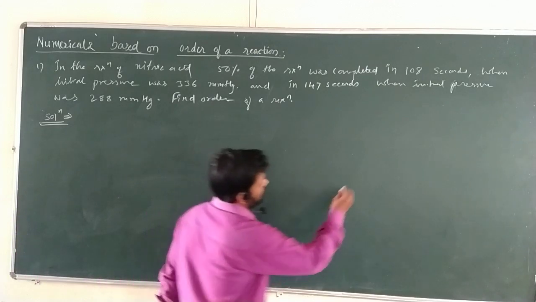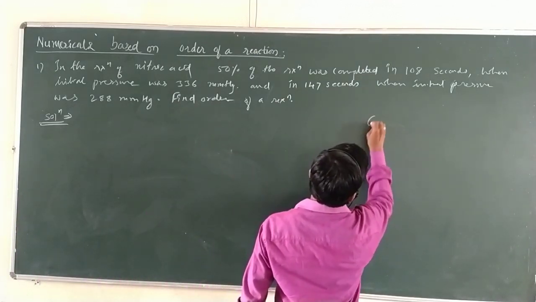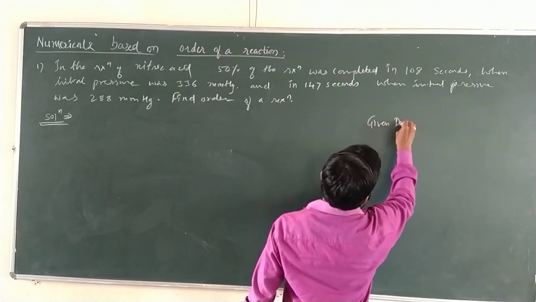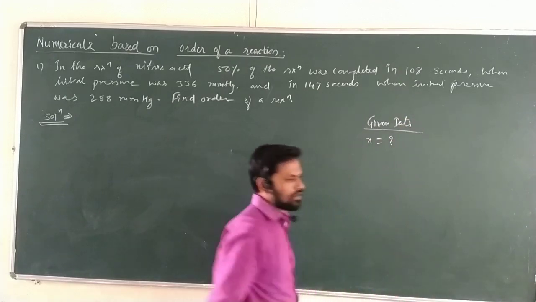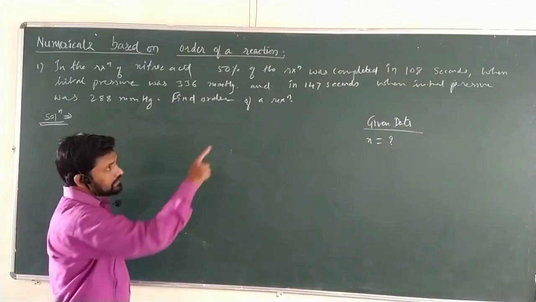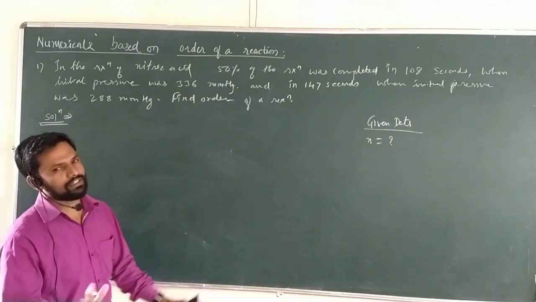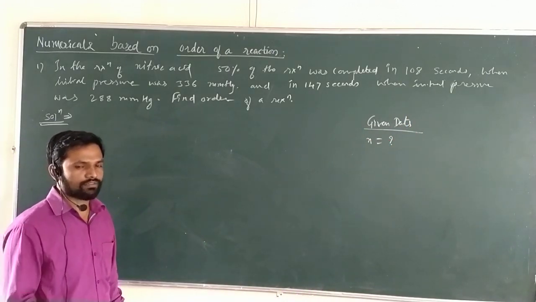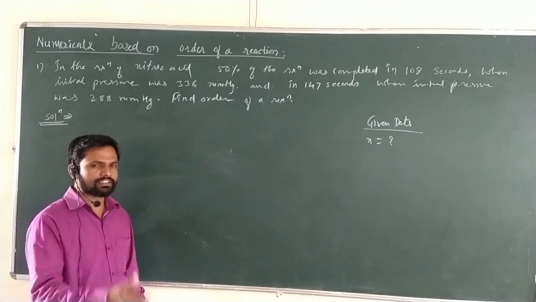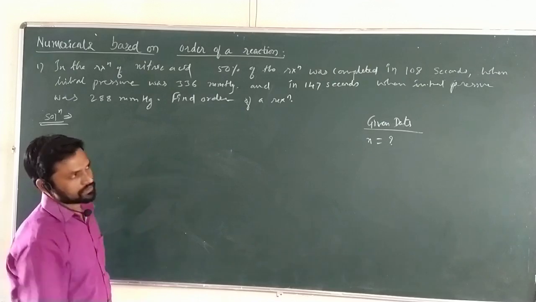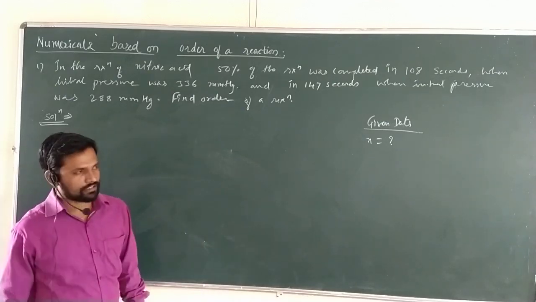What is order? Order is nothing but the n. This is the given data. See, n we have to find out. This is the order of a reaction. Here you can see 50% of the reaction. What is meant by 50%? 50% is nothing but the half-life period. We already studied: what is half-life? Half-life is the time required to complete 50% or half of its initial concentration. Here two different half-life periods are given, two different initial concentrations are given.